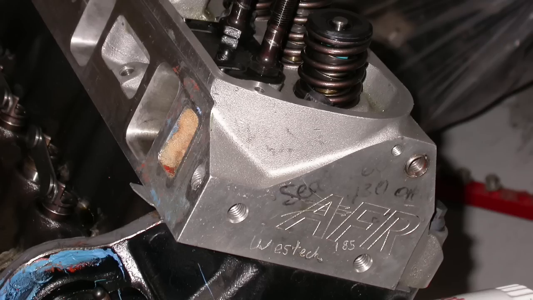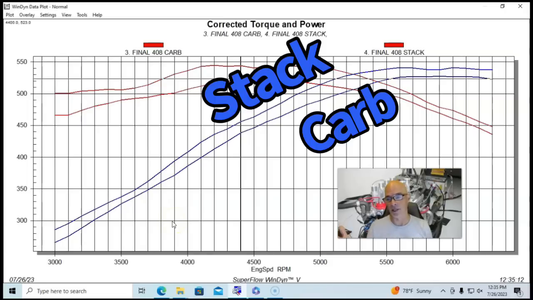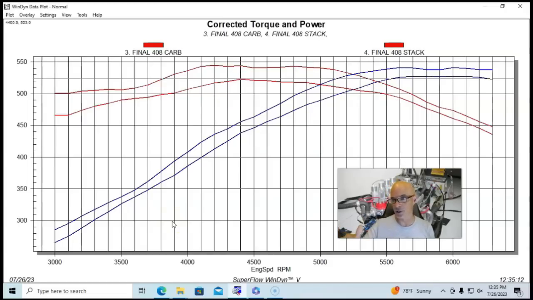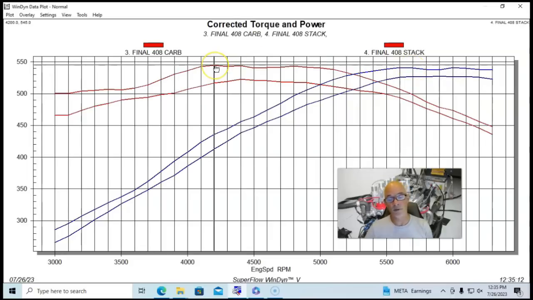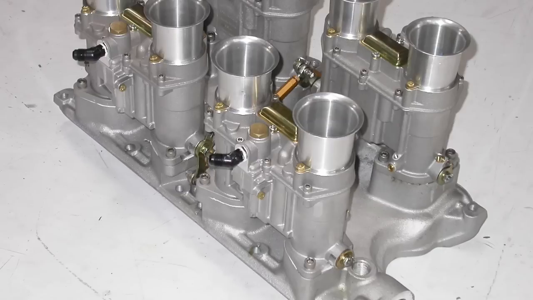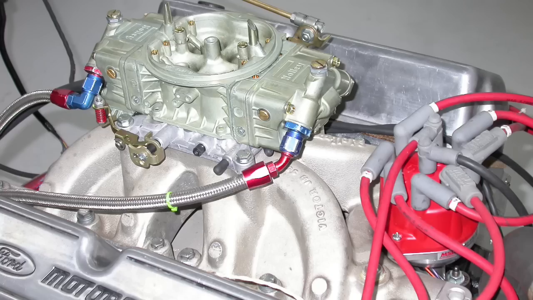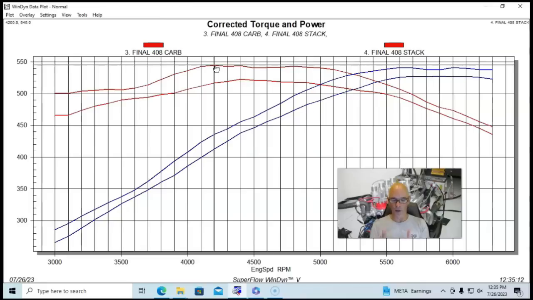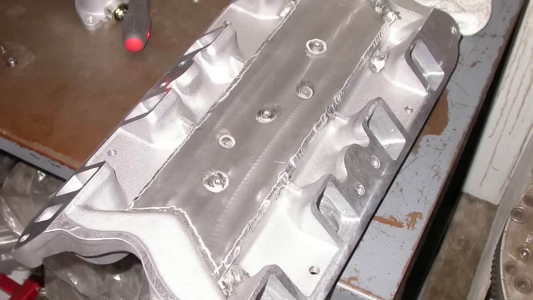Let's take a look now at what happened when we installed the stack injection on here. You can see the stack injection made more power basically everywhere on this combination compared to the single plane Victor Jr. Peak power was up to 541 horsepower. Peak torque was even more, 545. And as you can see, the longer runners of the stack injection improved power output everywhere compared to the single plane. The same thing that we went through with the stack injection on the smaller 331, we also went through on the 351 Windsor.